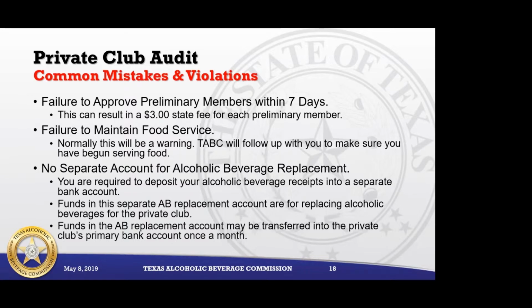Additionally, some more violations that can happen: failure to approve preliminary members within 7 days. This can result in a $3 state fee for each preliminary member. Failure to maintain food service: normally this will be a warning, and then we'll follow up to make sure that you have begun serving food. You do have to have some kind of food service as a private club.